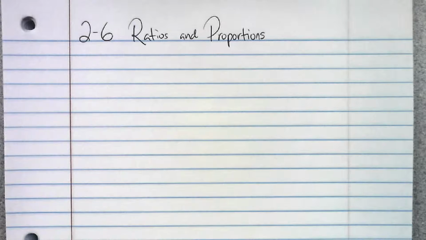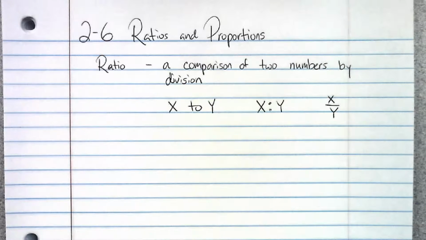This is Chapter 2, Section 6, Ratios and Proportions. Okay, so the first thing we need to talk about are ratios. A ratio is a comparison of two numbers by division.